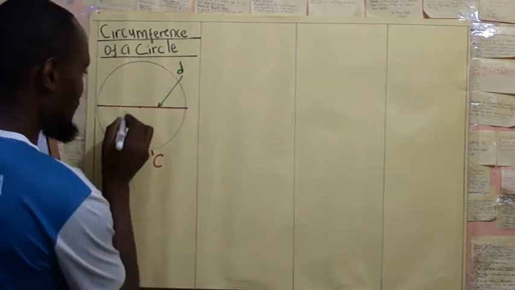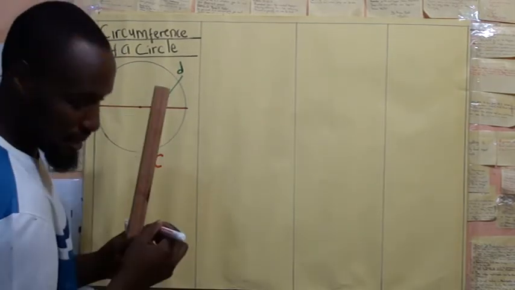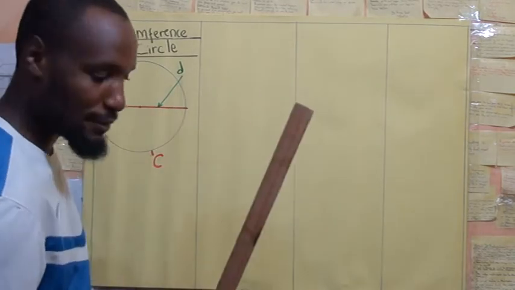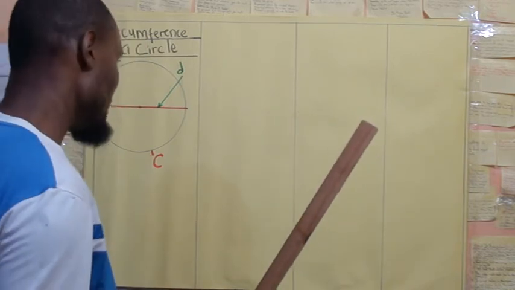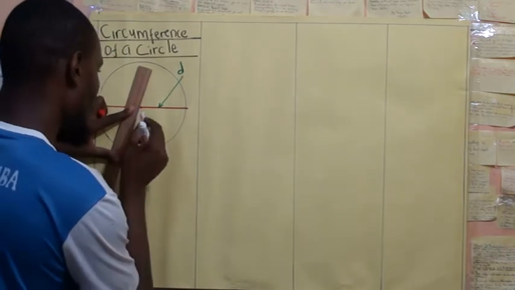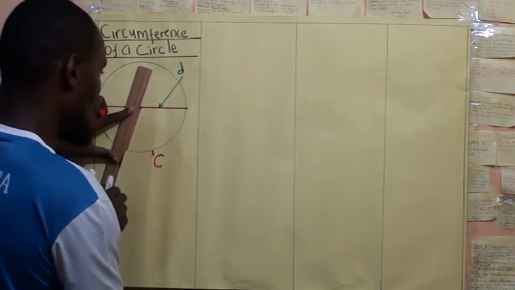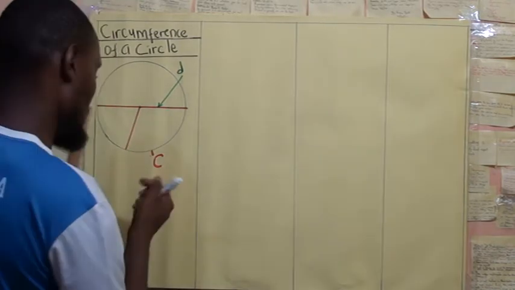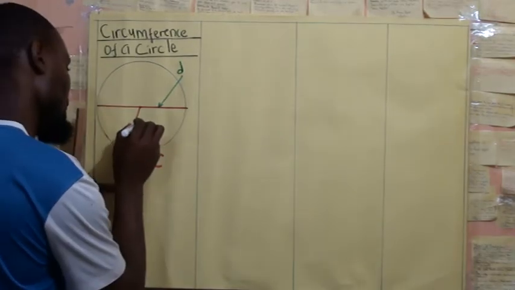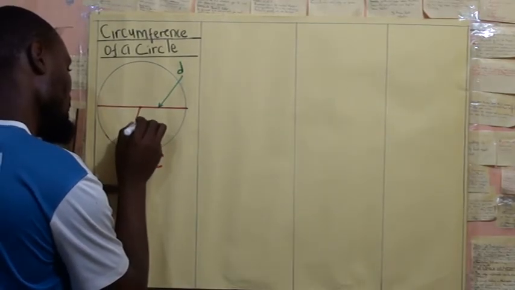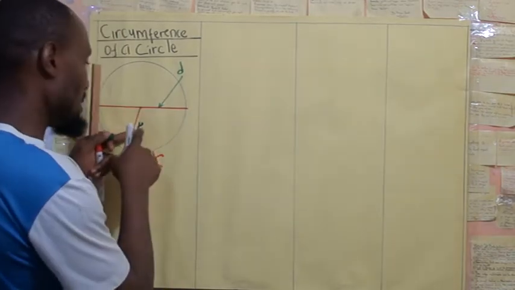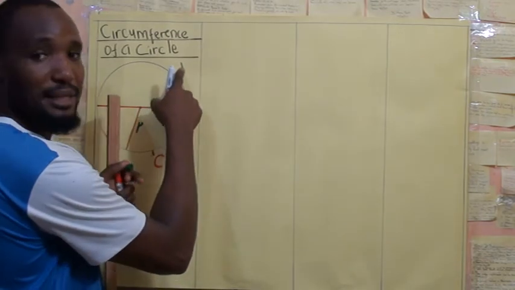Then we have the distance from the center to the circumference. This distance is always called the radius. Any distance from the center to the circumference is called the radius, which is written by a small r. So I've said this is the circumference, this is the radius, and this is the diameter.